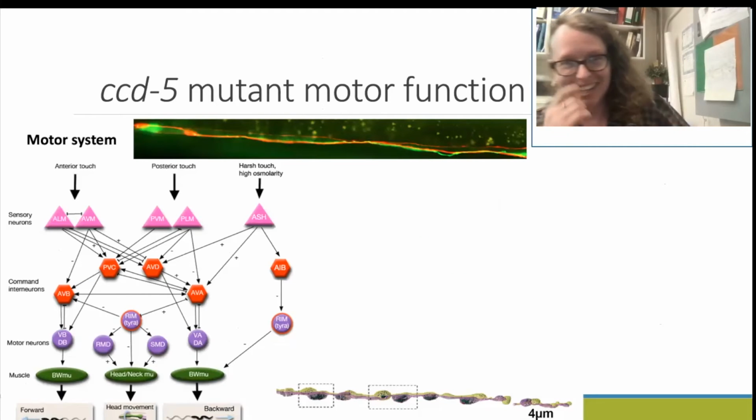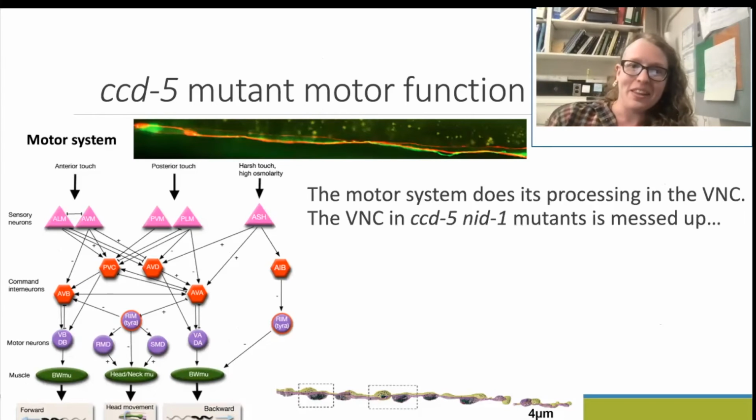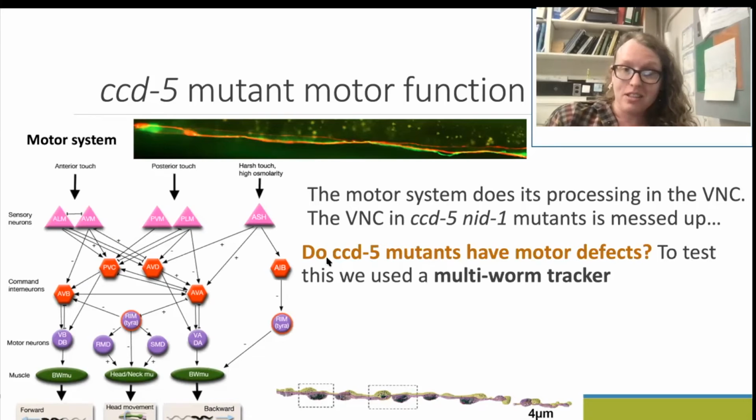So let's talk about motor function. The motor system does all of its processing in the ventral nerve cord. And the ventral nerve cord in these double mutants is really messed up. So, do CCD5 mutants have motor defects? It makes sense that they would. If all of these synapses are supposed to happen en passant, and a fair number of the motor neuron axons are wandering off without staying fasciculated, that might have a functional repercussion, right?